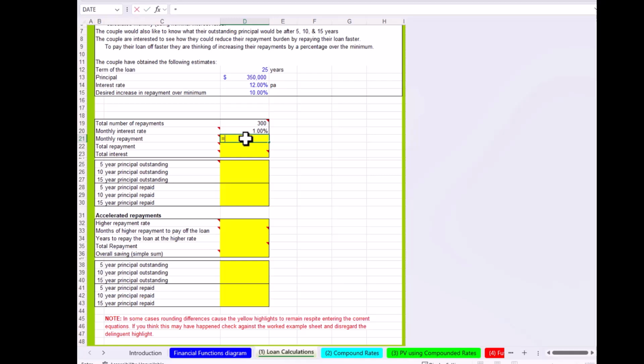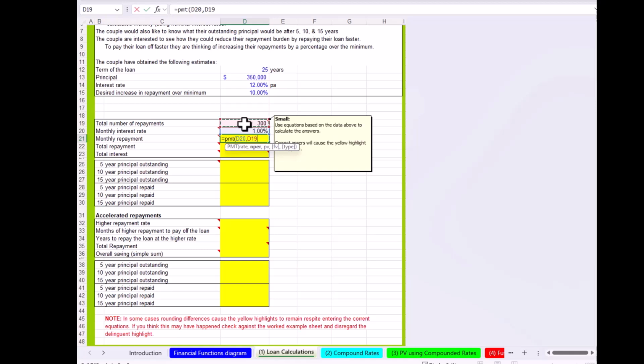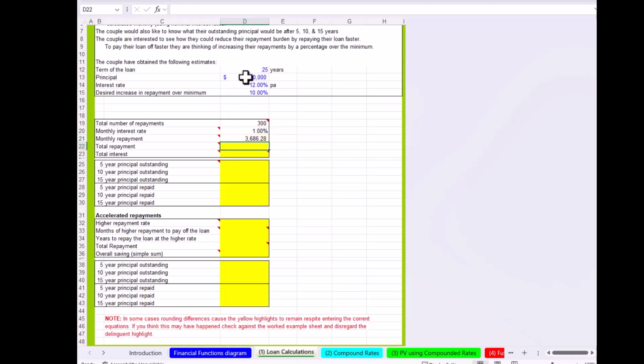Let's look now at working out the monthly repayment. To do that, I'm going to use the Excel PMT function. That's PMT, open brackets. Now we're going to enter the rate, which is the 1% that we've calculated per month, comma, the number of periods, which is 300 months, comma, and we're going to put a negative in to correct the sign conventions in Excel. We're going to put the present value, which for the loan is the amount that we borrow, and here I don't need to put any more parameters in, so I'll close the brackets, and that gives me a monthly repayment of $3,686, and so on.